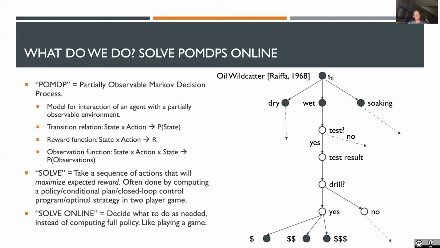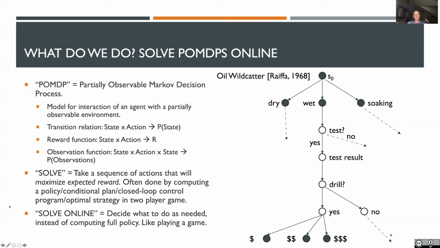So what does it mean to solve a POMDP? There are several different definitions of solving a POMDP, but typically we mean choosing a series of actions that will maximize the agent's expected reward. This is often done by computing a policy, which is equivalent to a conditional plan or a closed loop control program or an optimal strategy in a two-player game.